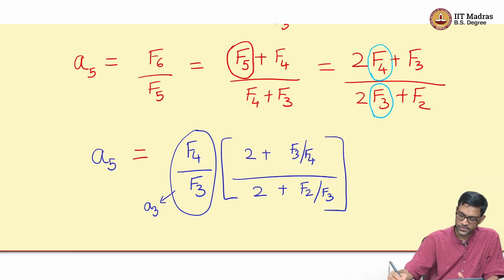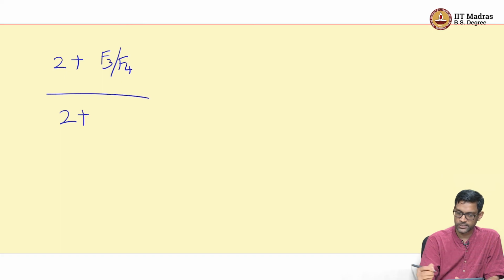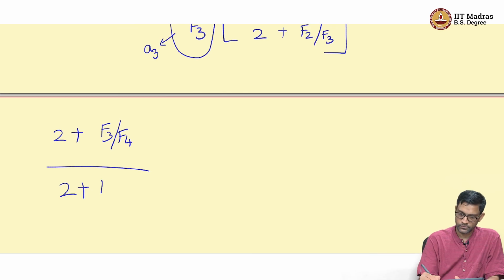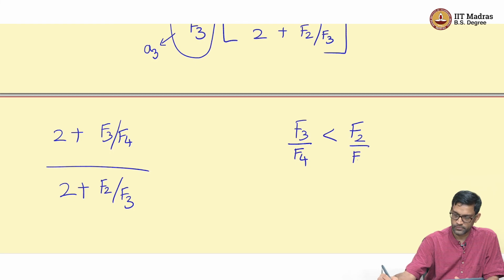Okay, but observe that this extra term is a numerator over denominator, and I claim that the numerator is smaller than the denominator. Let's check. The numerator is 2 plus F3 over F4. The denominator is 2 plus F2 over F3. So I claim that the term on the top, F3 over F4, is actually smaller than F2 over F3.